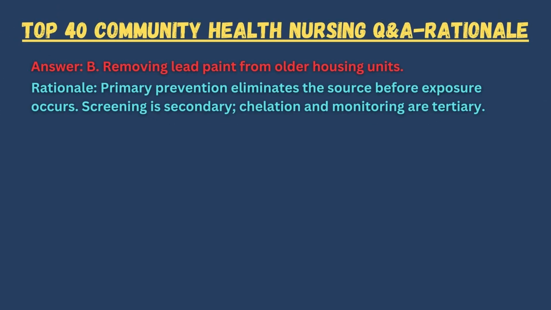Answer: B. Removing lead paint from older housing units. Rationale: primary prevention eliminates the source before exposure occurs. Screening is secondary. Chelation and monitoring are tertiary.